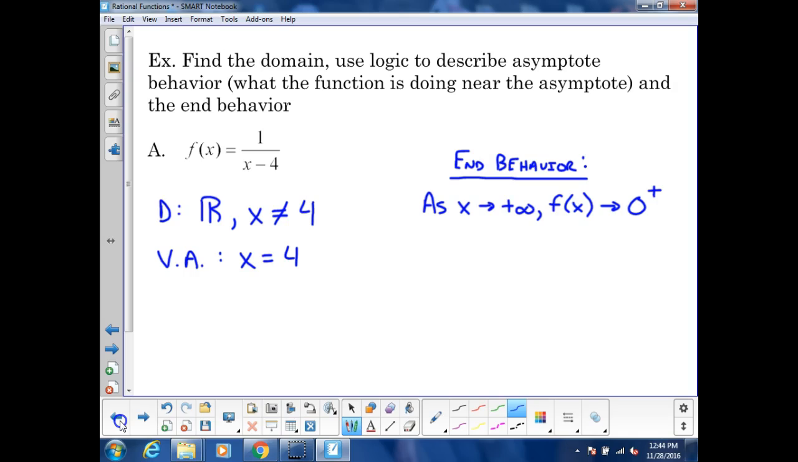Agree? Yeah? Okay. Big number, right? Because positive infinity is a big number. Okay? With me? Positive infinity, huge number. And I subtract 4 from it, still a pretty big number, right? 1 divided by a huge number is going to go to 0, but it's still going to be positive from above. Okay? Second element of end behavior.